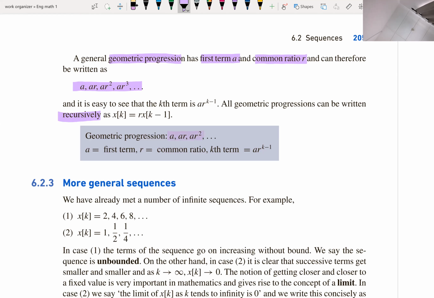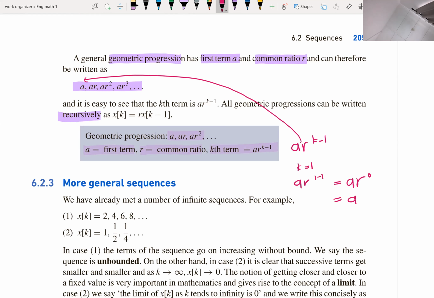Again, a is the first term, r is the common ratio, and then we have the kth term. Here we can write it as a r^(k-1). Because let's say k is 1, so a r^(1-1), you will have a r^0, which is equal to 1, so you just write down a.